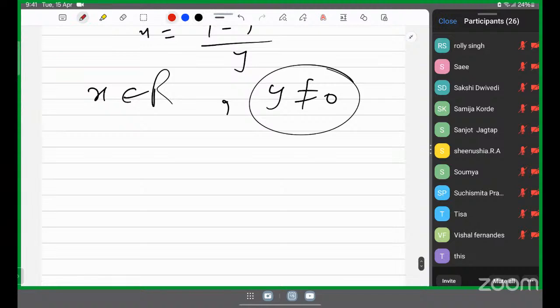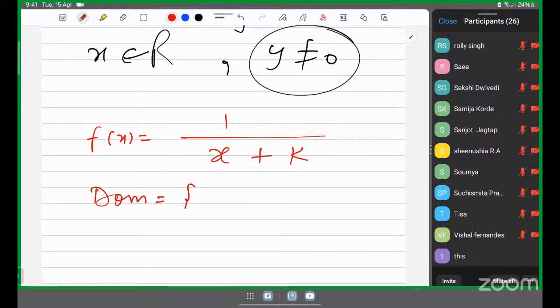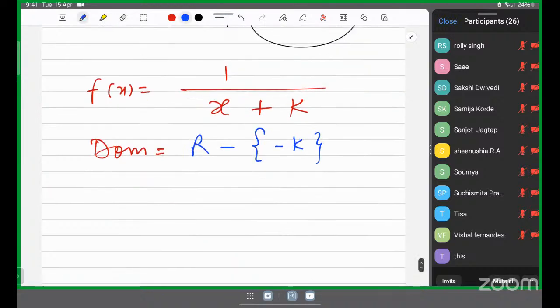Let me convert it into a general result. Let's say there is a function which is 1 upon x plus some constant value k. It may be any constant value. What will be the domain? Domain will be R minus k. And what will be its range? It will attain all the possible values except 0. R minus 0. Understood? Any doubt in it?